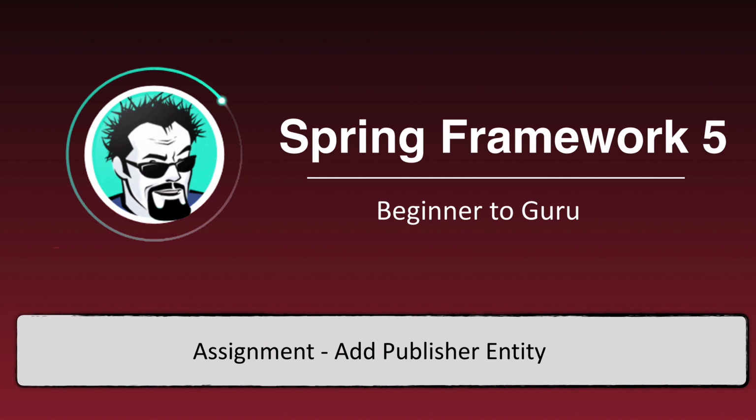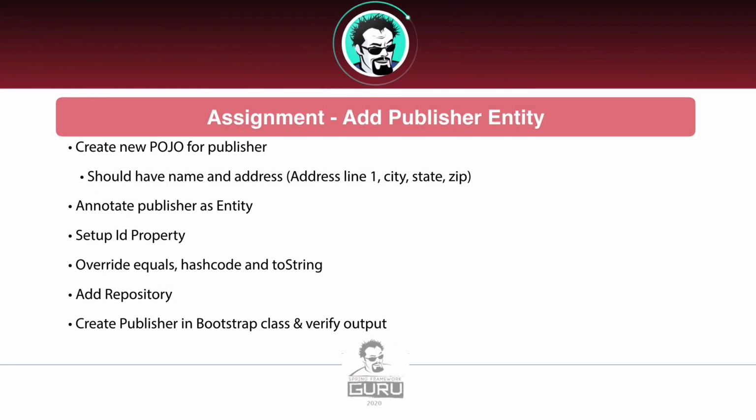I have an assignment for you, and that is to add in a publisher entity. So what I want you to do is create a new POJO for a publisher, and this publisher should have a name of the publisher, address line 1, city, state, and zip, so some basic address properties. If the address in your locale is different than that, use a set of properties that make sense for you. And then I want you to annotate that publisher class as an entity. So make that a JPA entity, which means you're going to have to set up that ID property as well.